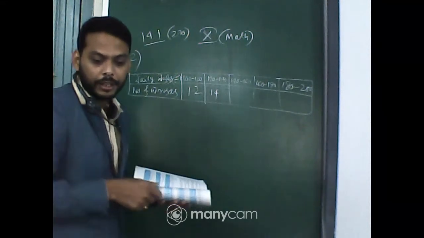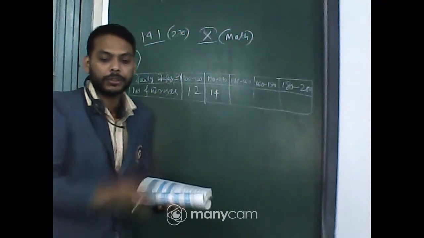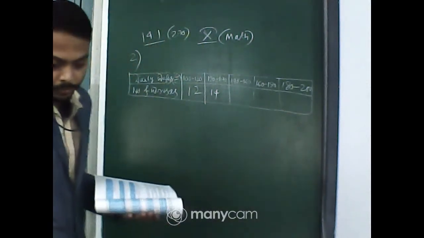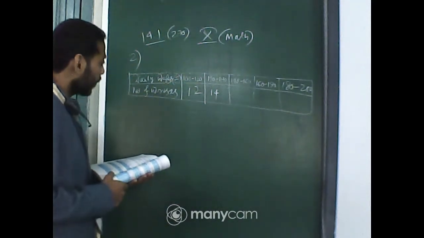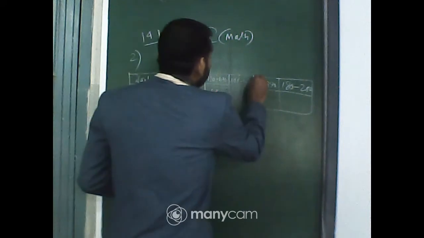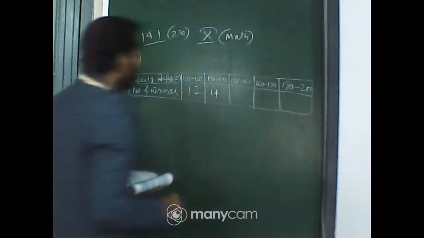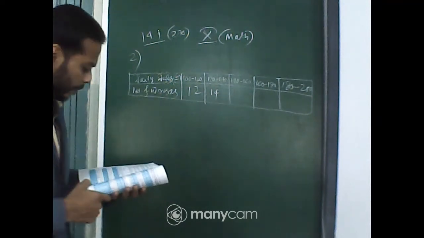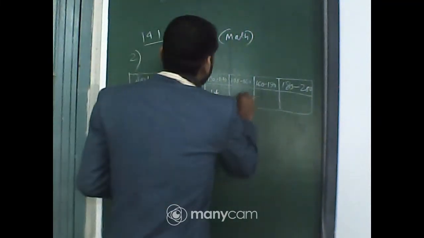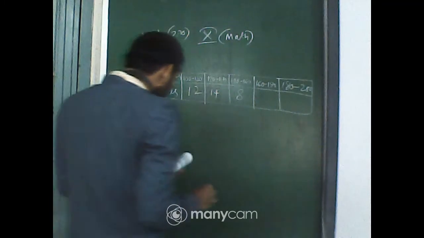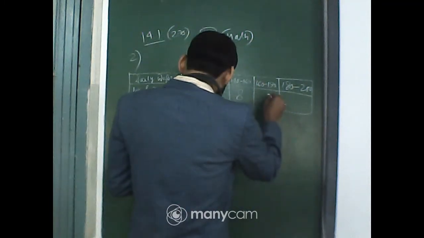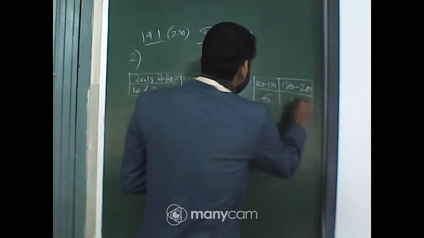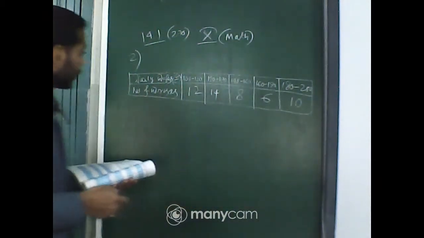So some books have different digits. No problem. Just do it right now with these digits. Then 140 to 160, that is 8, 160 to 180, that is 6 and 180 to 200, that is 10.